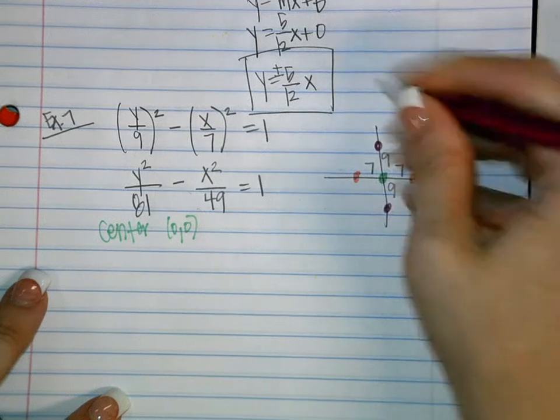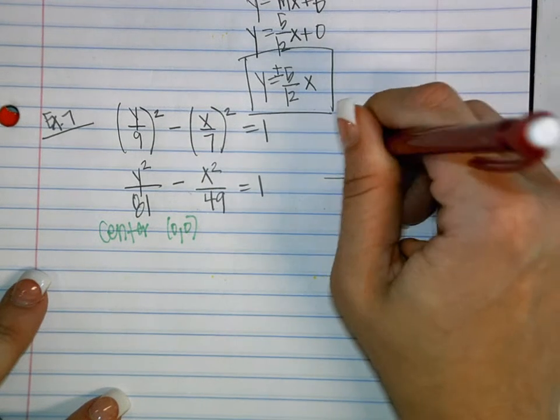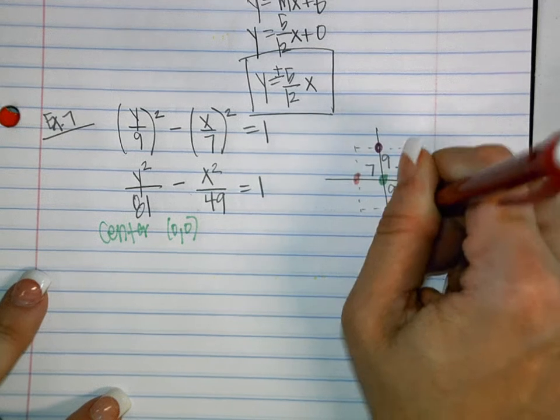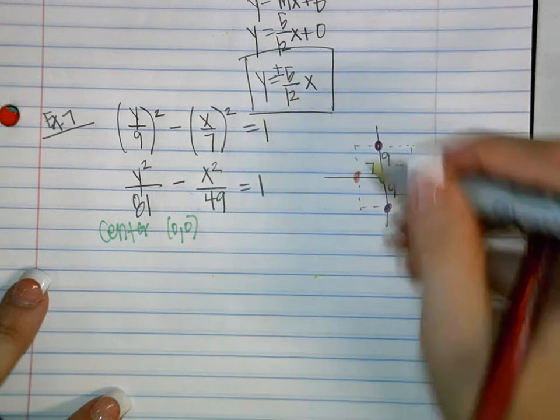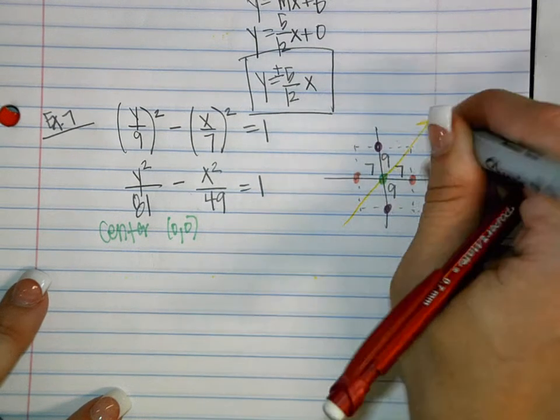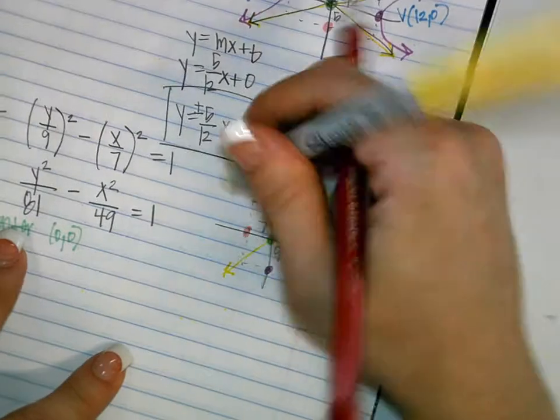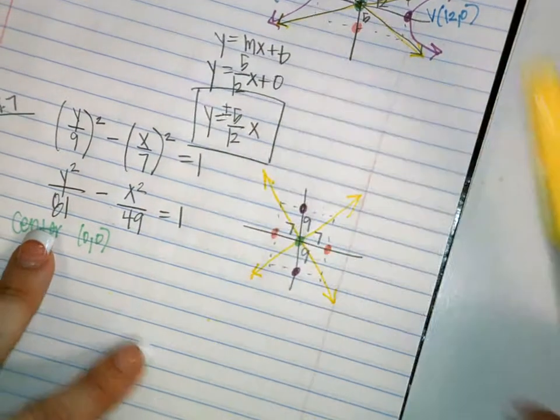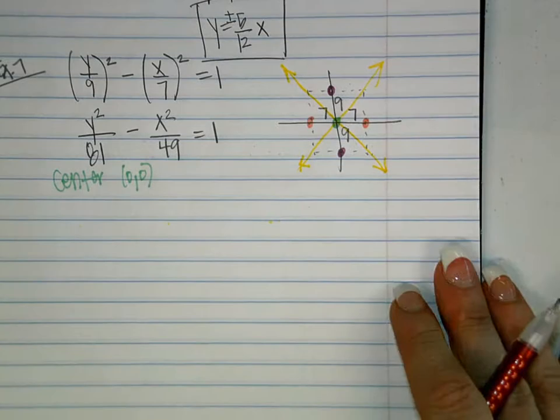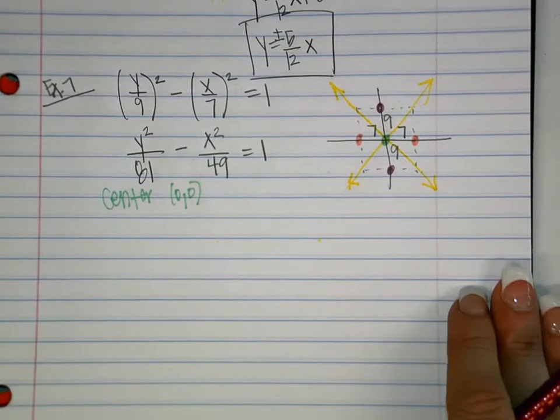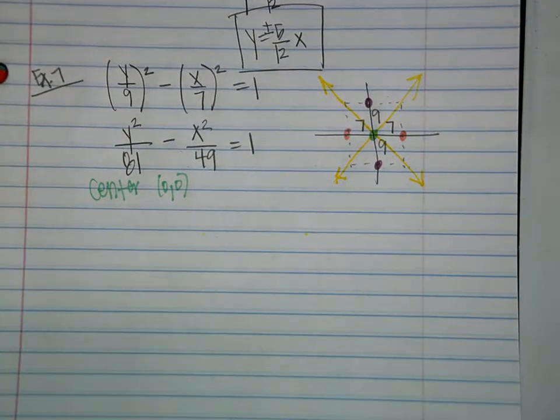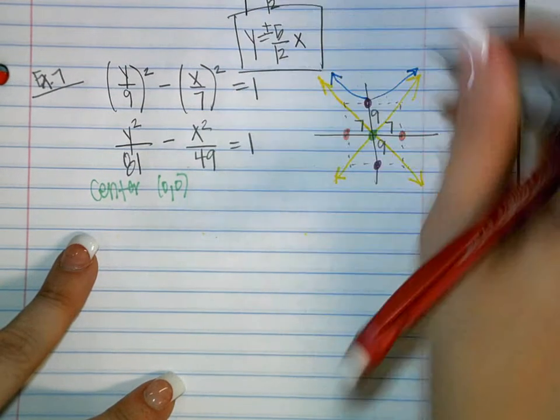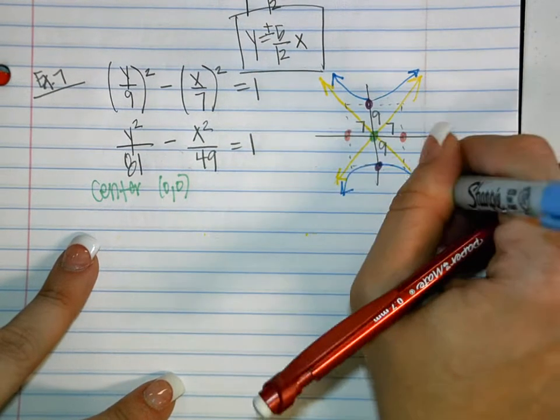Draw your lines, or excuse me, draw your rectangle. Connect the edges with some lines, the asymptotes. Would these hyperbolas be opening side to side or up and down? Up and down. Do you have to draw them? Not necessarily. But let's just be complete and do them, because I could ask you lots of other questions.